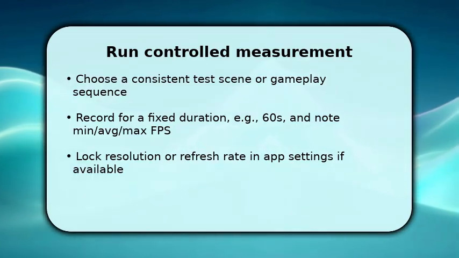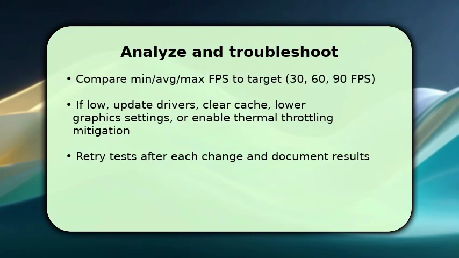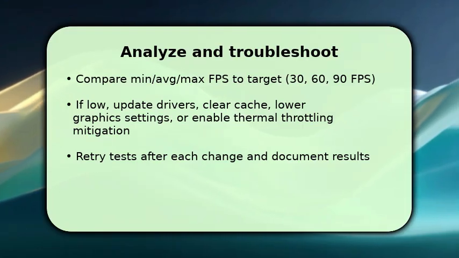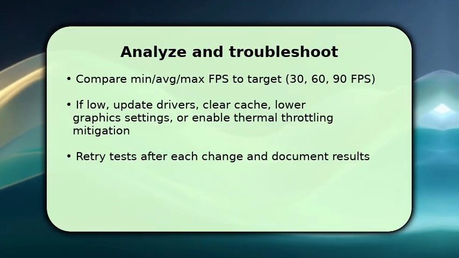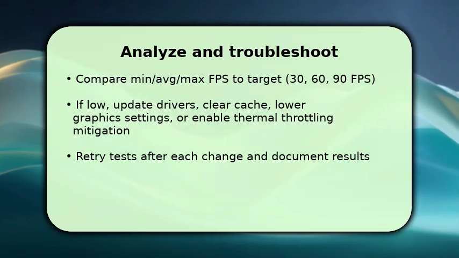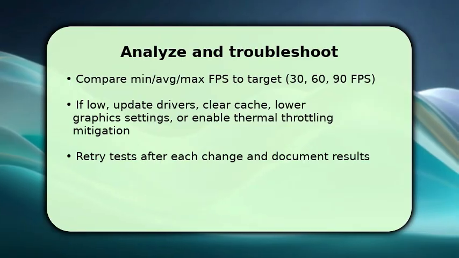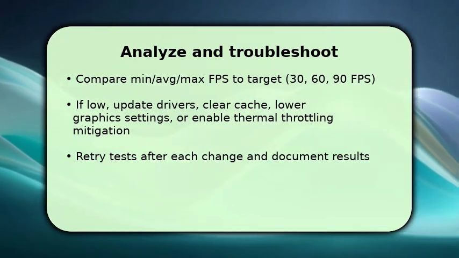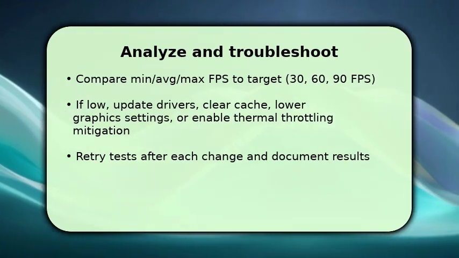Finish by interpreting results and iterating improvements. You compare min, average, and max FPS against your target like 30 or 60 FPS. The average shows typical playability while the min reveals stutters. If FPS is low, update the OS and app, clear cache, lower graphics quality, cap frame rate, or enable cooling measures to reduce thermal throttling. Make one change at a time, rerun the same 60-second test, and record results so you know which change helped.